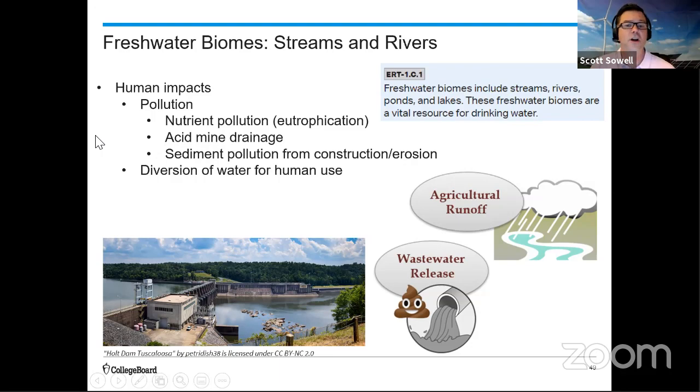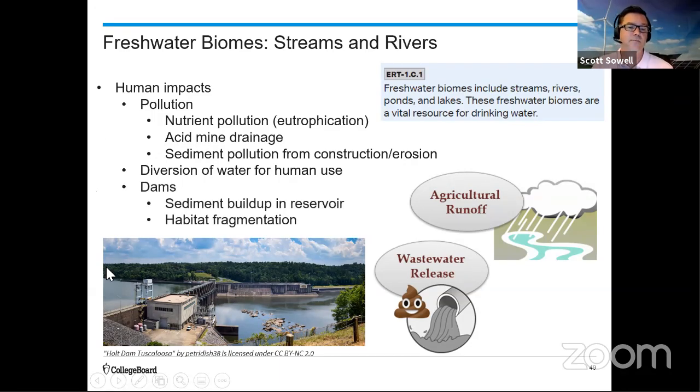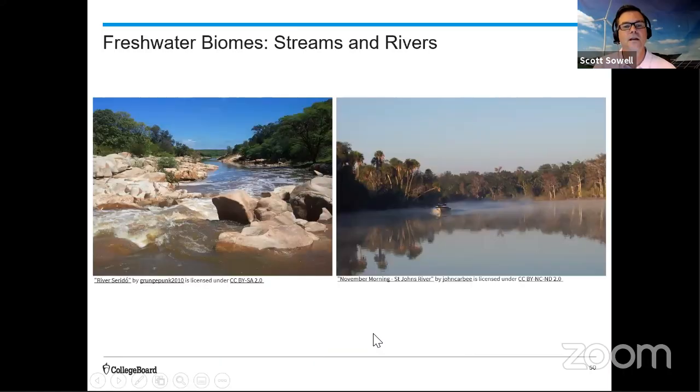We could divert that water for human use, and we could build dams. So dams would clearly build up sediment upstream. Instead of letting the sediment flow downstream, it might build up here. And then clearly it's habitat fragmentation. These two habitats have now been fragmented. And like I said before, not all streams and rivers are the same. So on the left here is a pretty shallow, fast flowing river.